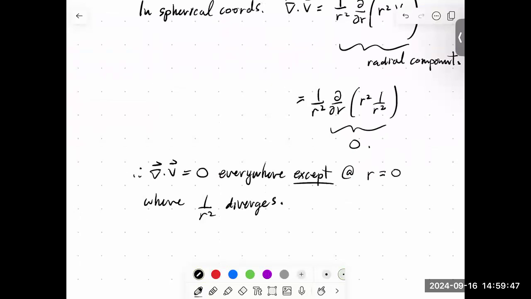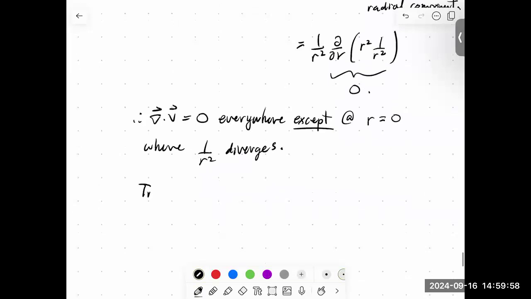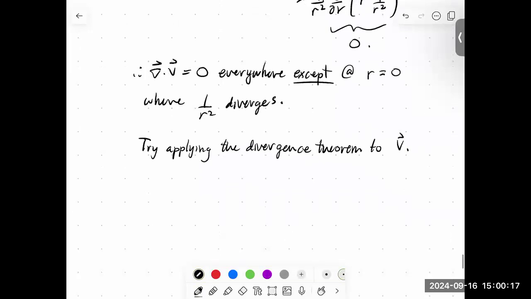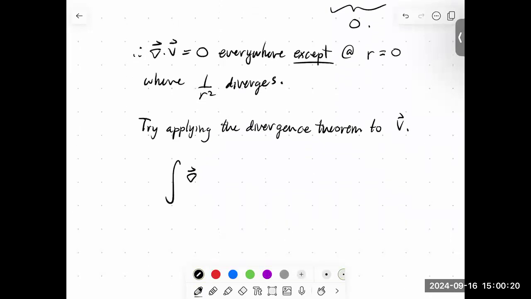so fair enough, we saw that already, but now we have a new tool in our back pockets, and that tool is called the divergence theorem. So let's try applying the divergence theorem to V. Okay. Well, what is the divergence theorem? First of all, it says the divergence of V integrated over some volume is equivalent to the surface integral of V. And that surface is the surface that bounds the volume.